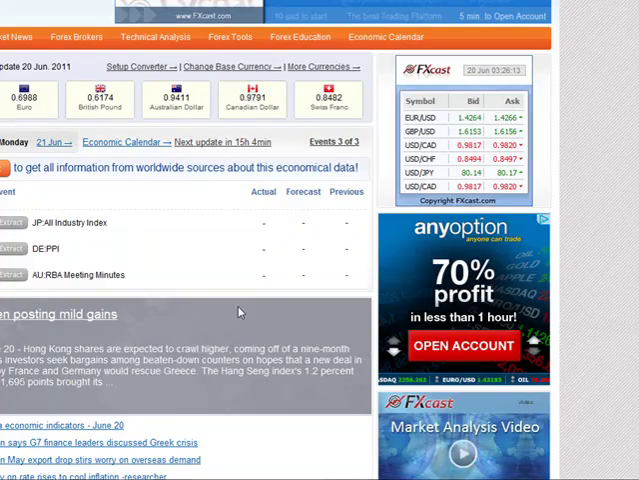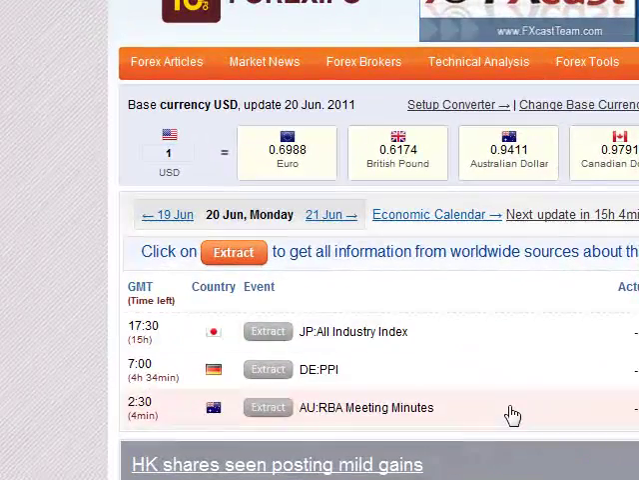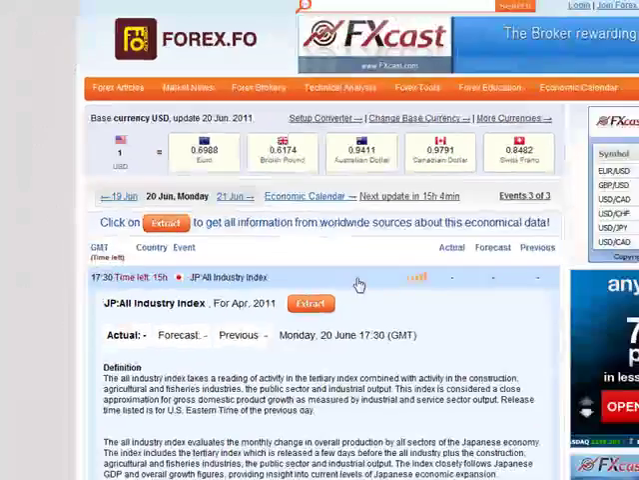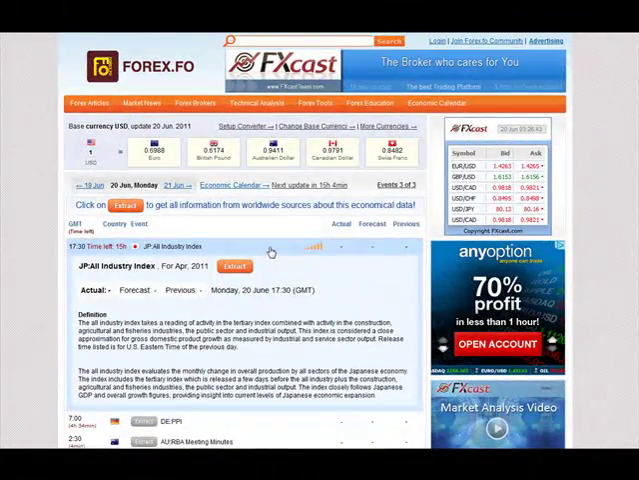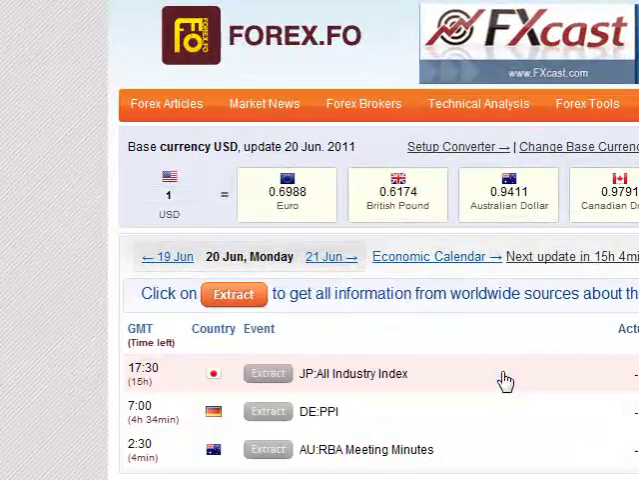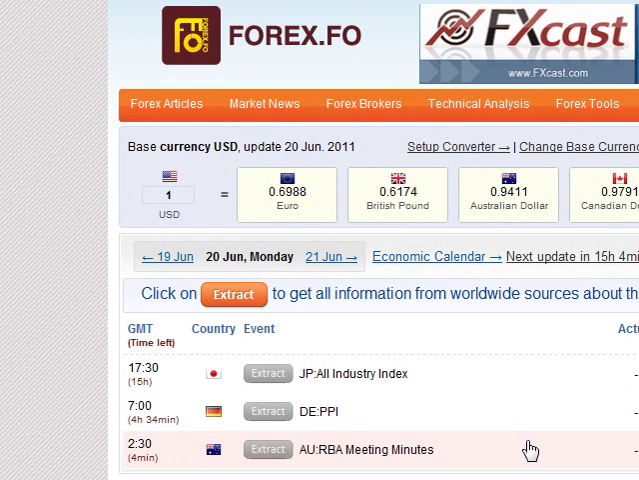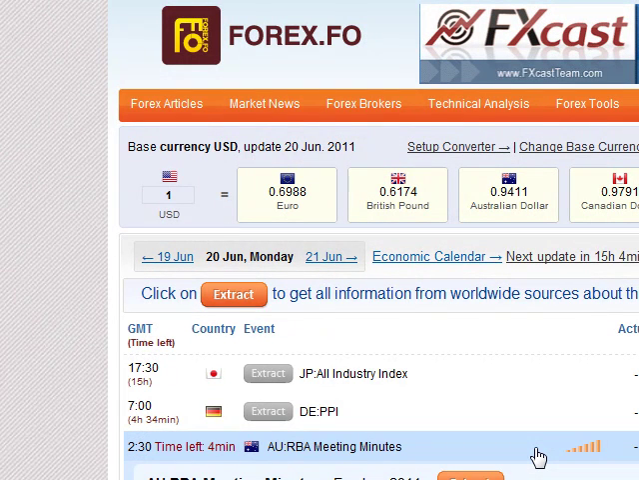As we look at our calendar, we see we don't have a lot for Monday. We have all industry index for Japan, which is where they look at the monthly production of all the sectors in the Japanese economy, PPI, which is inflation data for Germany, and then the minutes from the last RBA meeting for the Aussie. So they just started releasing the minutes. But again, what people are looking for are language change, word change, and that may move the Aussie market one way or the other.